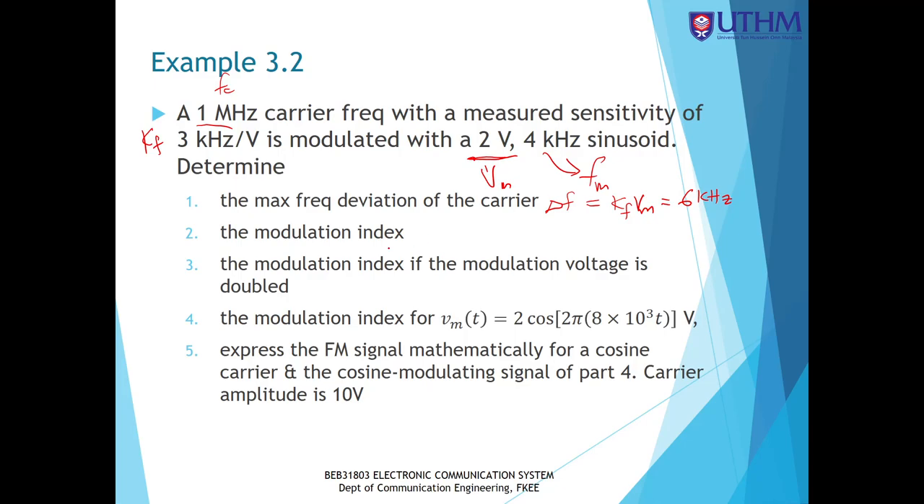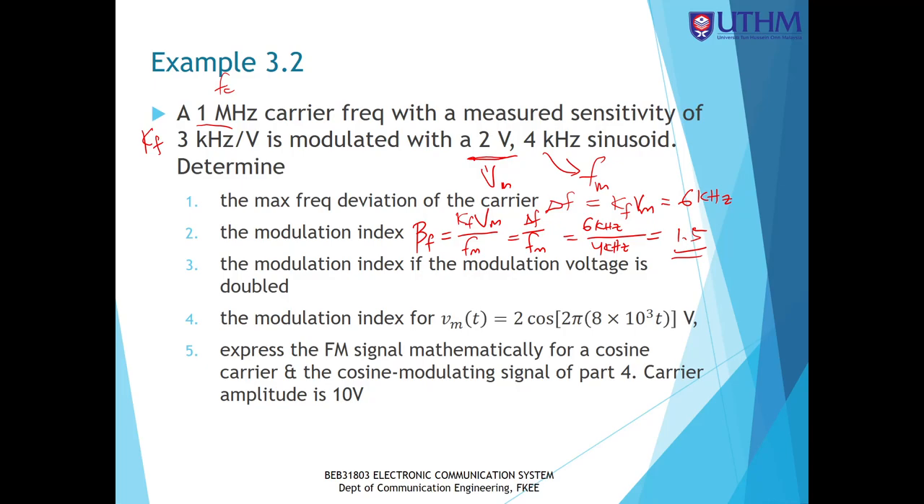No problem. Okay. And then determine the modulation index beta F. So beta F is equal to KF VM over FM. Okay, KF VM over FM, or you can also write delta F over FM. So this is equal to 6 kilohertz divided by FM, which is 4 kilohertz. So 1.5. Okay, 1.5. No unit. Okay, no unit.